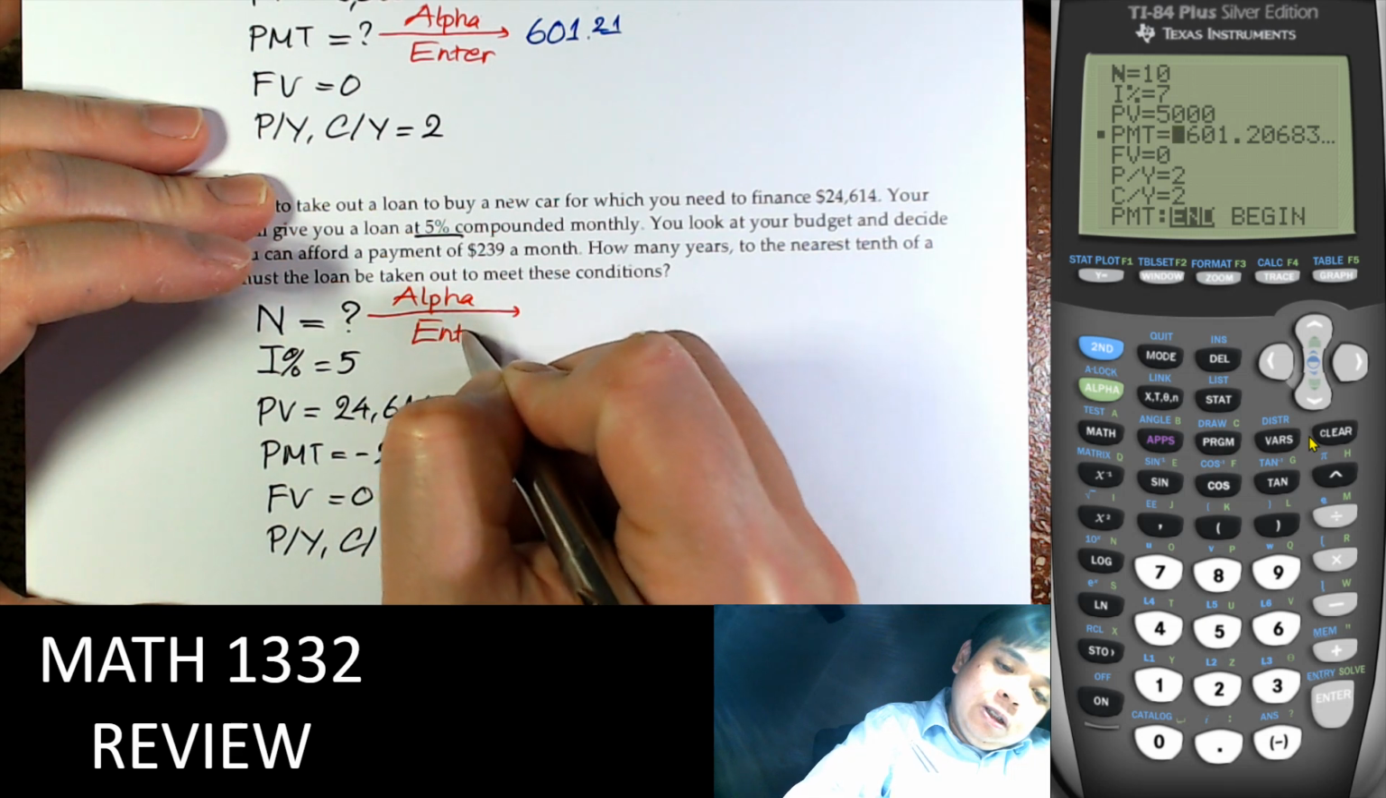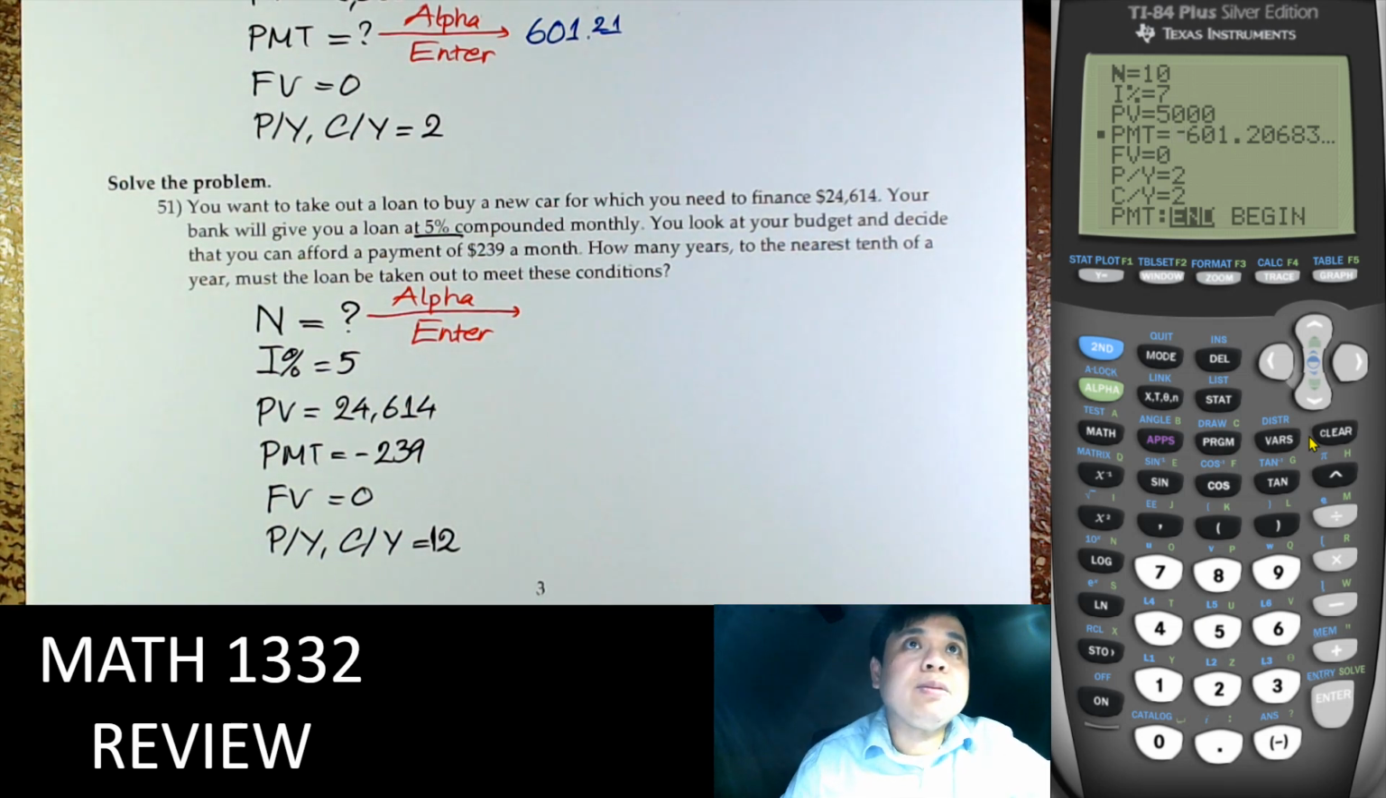We just have to keep 0 there because we want to solve for that later, so that doesn't really matter. 24,614, payment negative 239, future value 0, and that 12. Right, so we'll highlight that, alpha, enter, and we have that much.